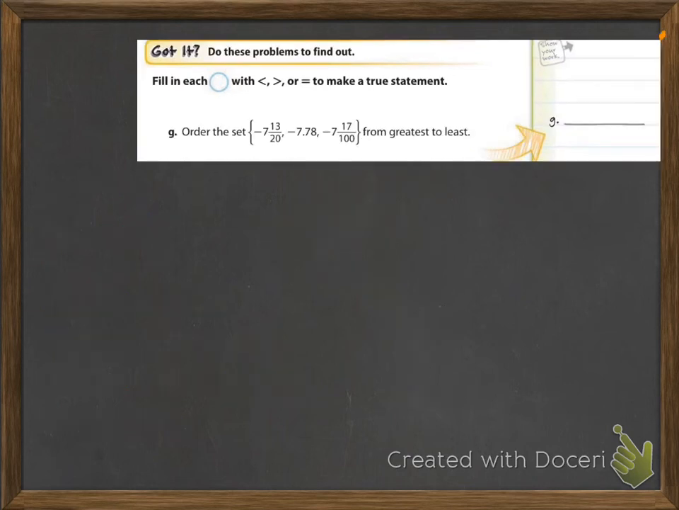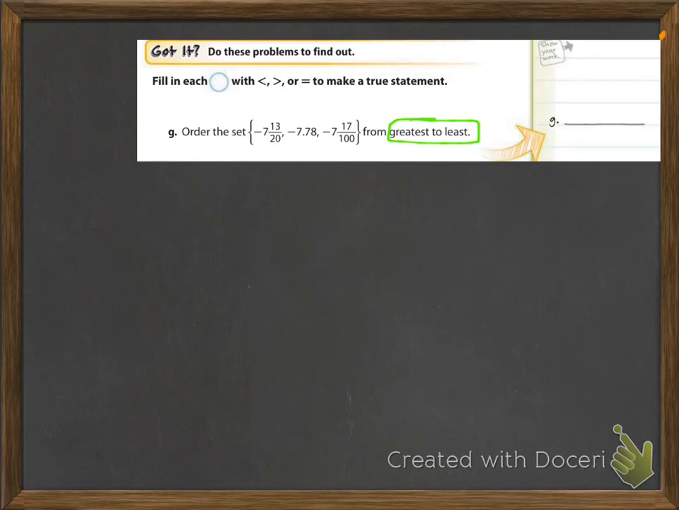So now we're going to go ahead and look at G. It says order the set from greatest to least. So remember, as I've told you before, that first step is going to be to put a box or something around the numbers there because we're going to be doing this from greatest to least. So now, first step, we're going to check to see are they all negative or are they all positive. Yes, they are. Okay, perfect.